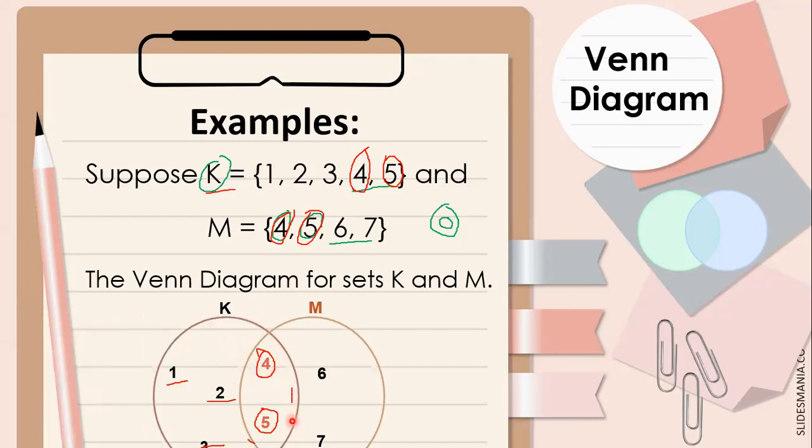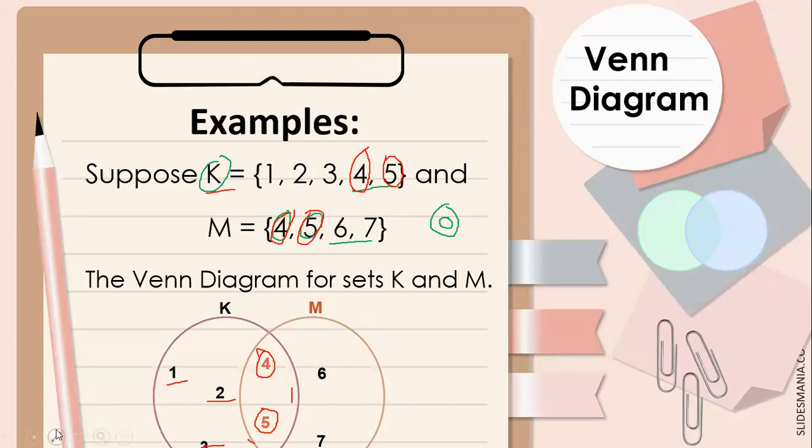Ito si K, kung separate natin yung circle, ito si K, ayan yung circle niya. Kapag kinuha mo lahat ng mga numbers na nandito sa loob ng circle na ito, we have 1, 2, 3, 4, and 5. Okay? Ngayon, si M. Yung 4 and 5, nandito rin siya sa gitna kasi nga meron din si M. Okay? And then yung 6, 7, nandun siya sa outside. Okay? So kung titignan mo yung buong circle ni M, we have 4, 5, 6, and 7. Clear? Clear ba yung ating representation?